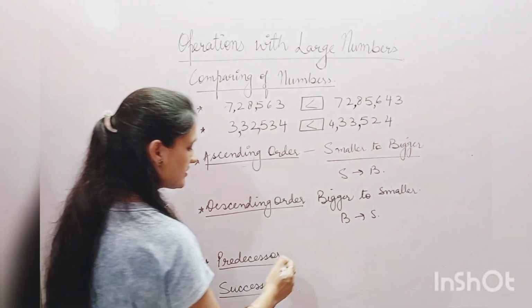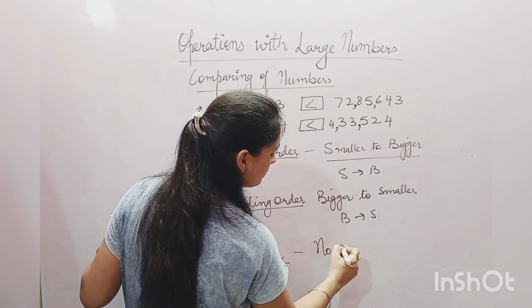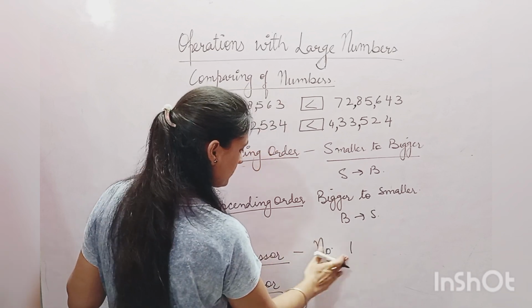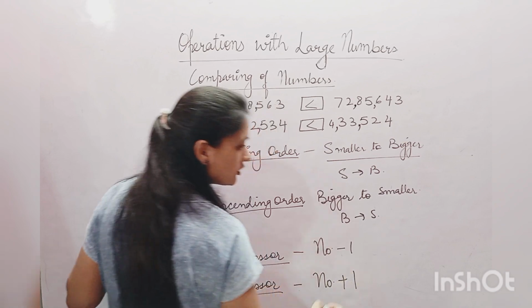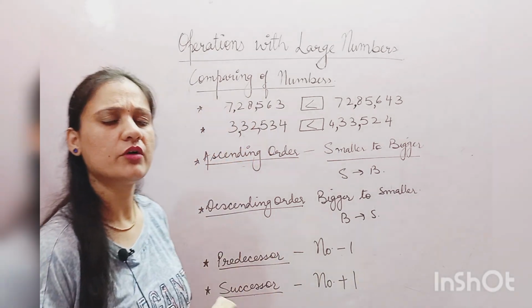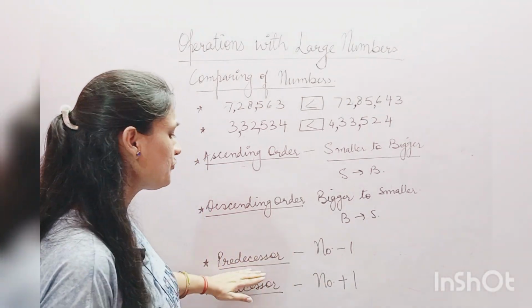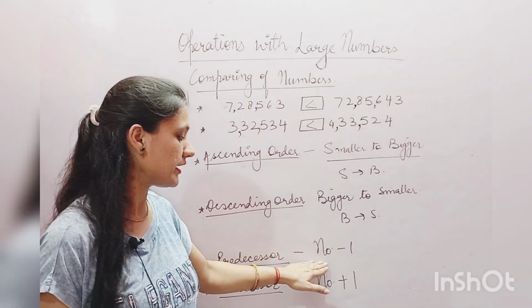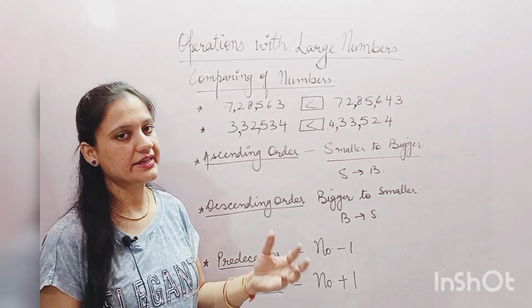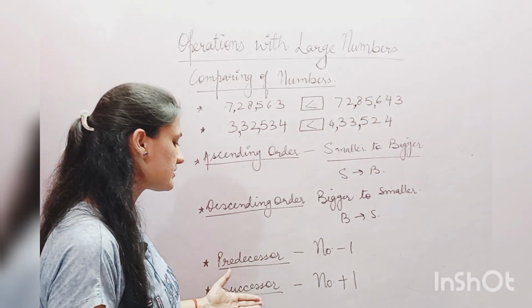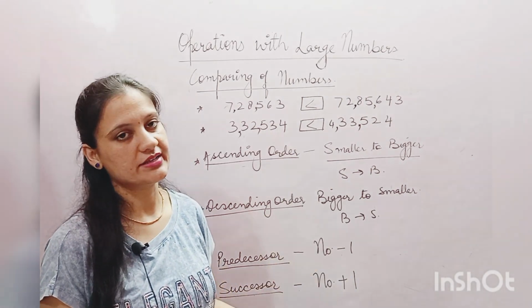To find out the predecessor, what you do? Number minus 1. Here predecessor is number minus 1. And in successor, number plus 1. So whatever number is given to you, to avoid any mistake, better write down the formula and then the answer. To find out the predecessor, we write number minus 1. Whatever number is given to you, subtract 1 from it, you'll get the predecessor. To find out the successor, whatever number is given to you, add 1 to that number, you'll get the successor.